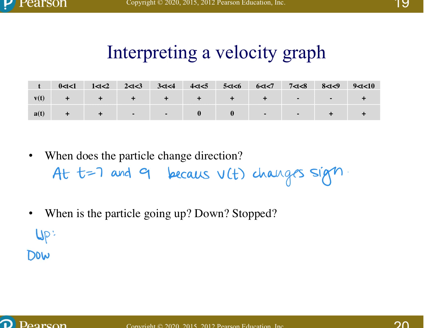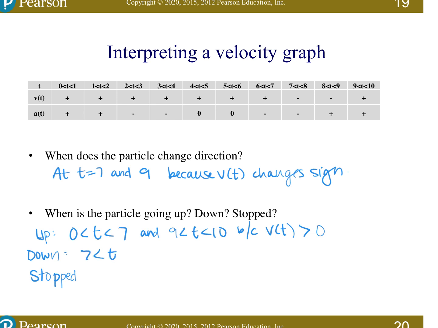I said up is 0 to 7 and 9 to 10, because velocity is positive. Down is 7 to 9, because velocity is negative.